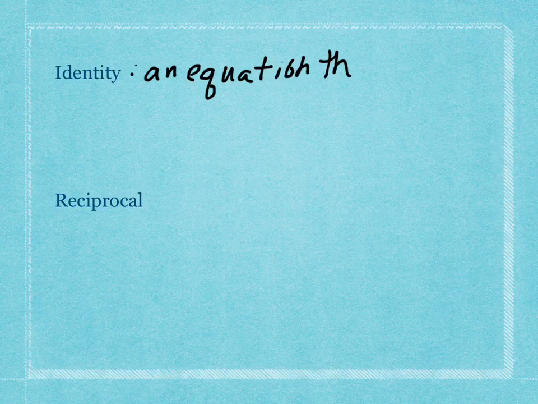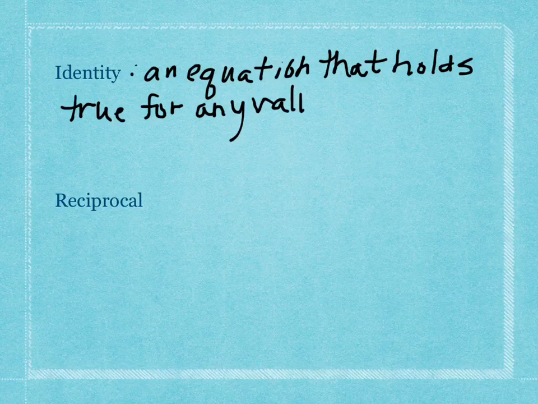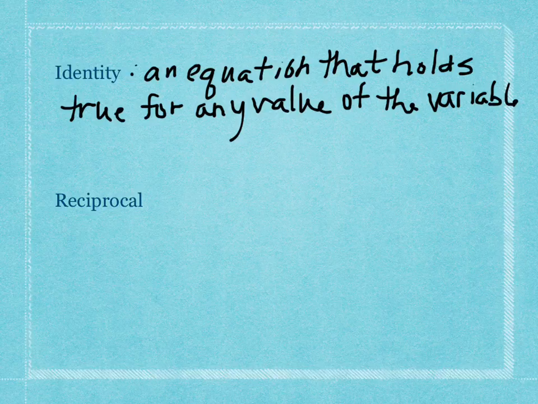So an identity is simply an equation. It's not specific to trig. Any equation that holds true for any value of the variable in the domain.